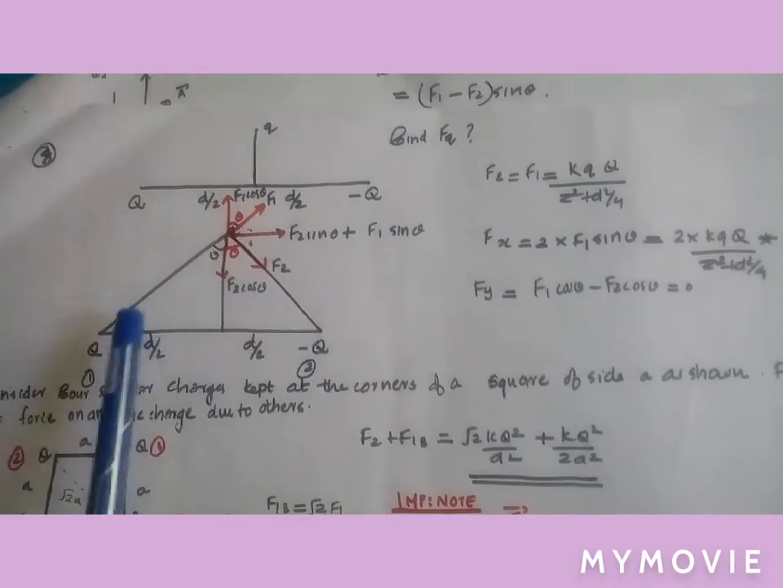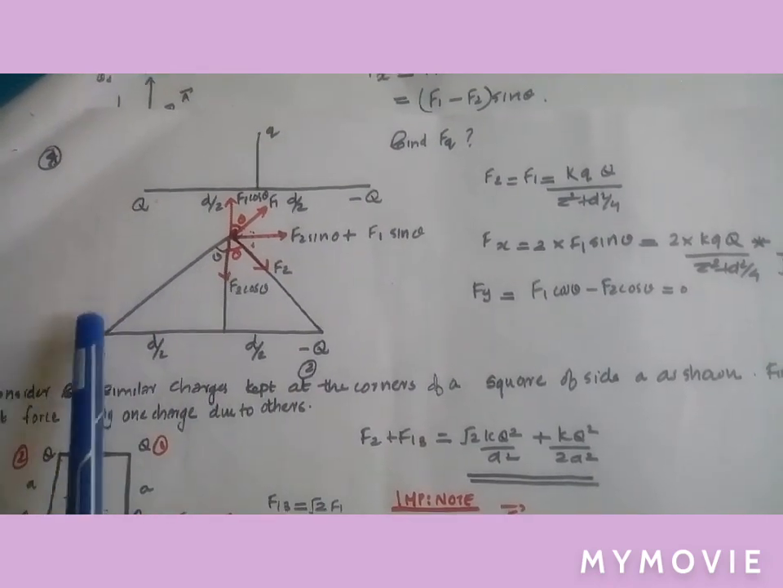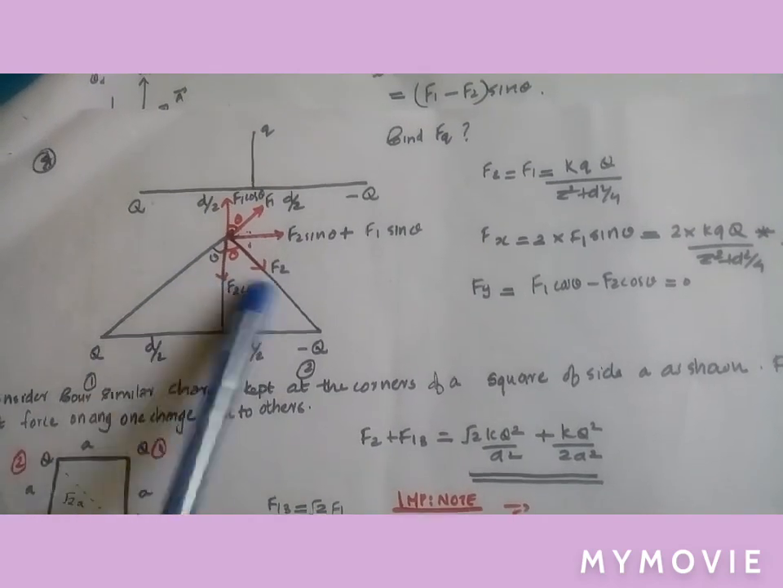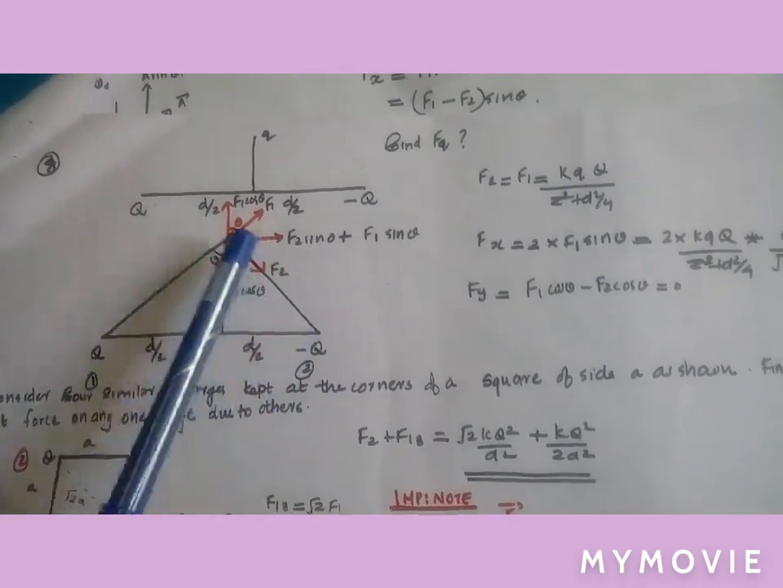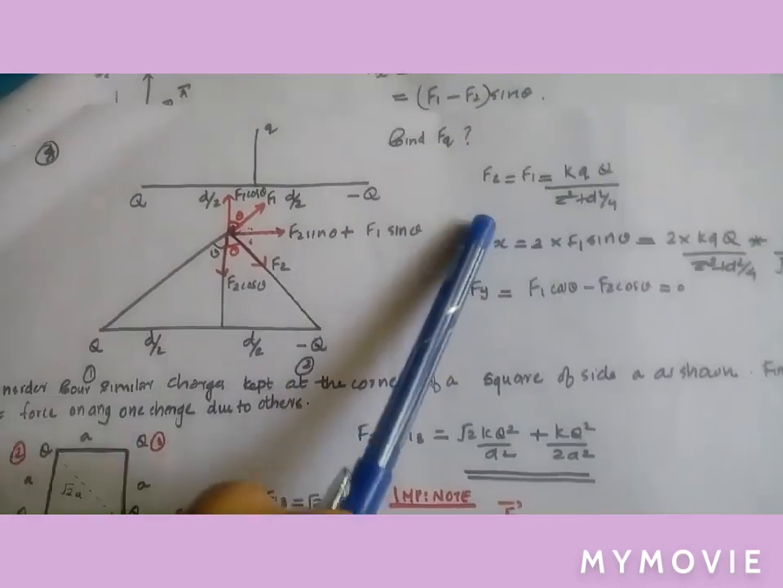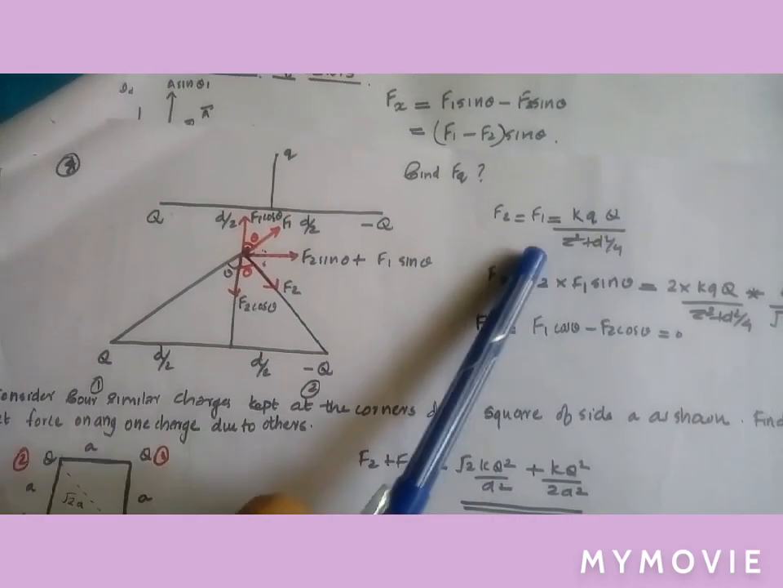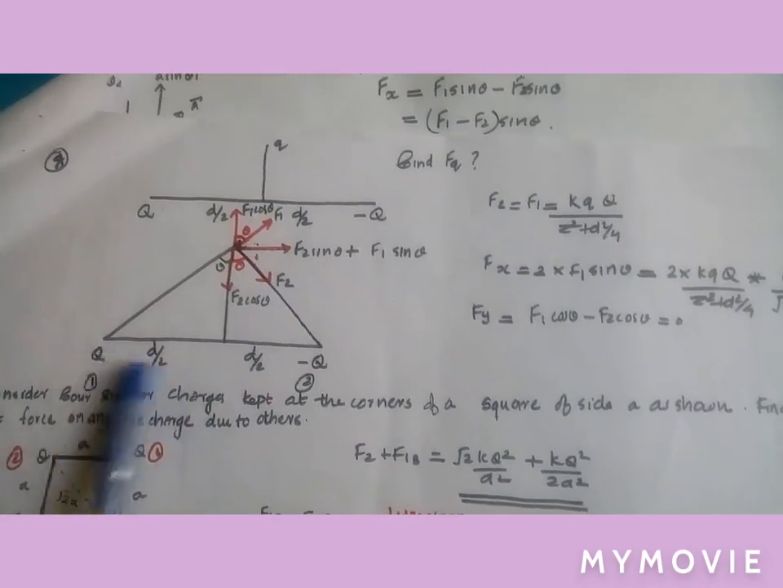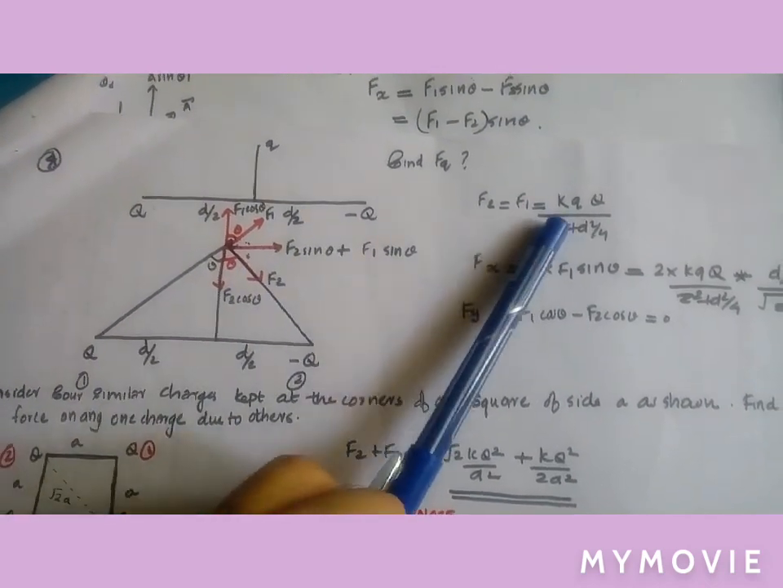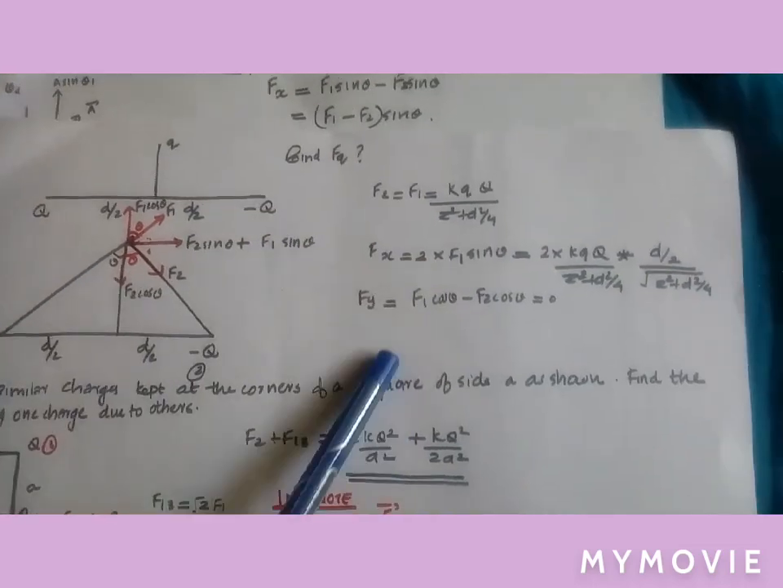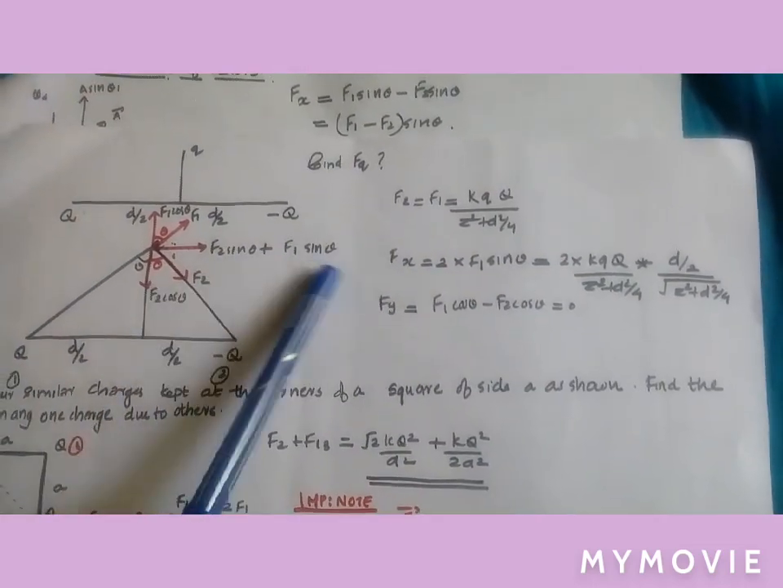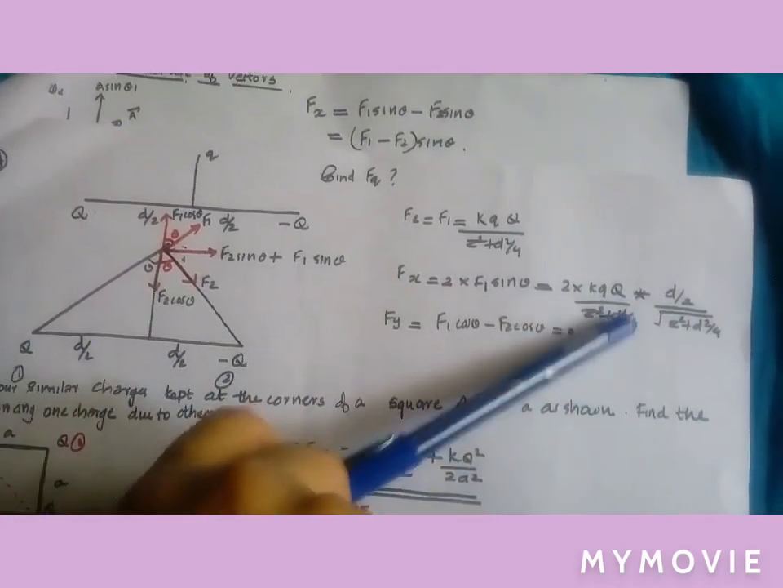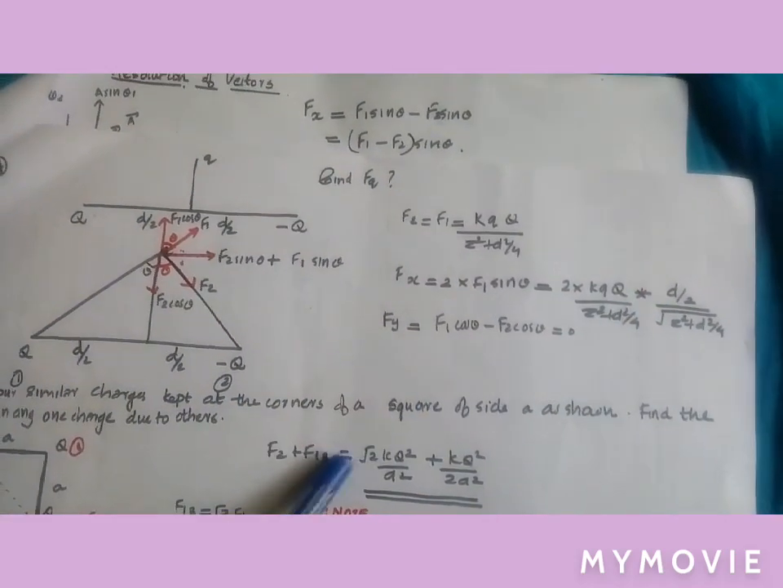We know that F1 is k Q small q divided by r square, and here also F2 is k capital Q small q divided by r square. So F1 is equal to F2, that is k small q capital Q over the distance between them. Here z is the distance, and d by 2 is here, so z square plus d square by 4 is r square. And Fx is F2 sin theta plus F1 sin theta, so that is 2 F1 sin theta, and substituting sin theta from the figure, we get the answer for Fx like this.